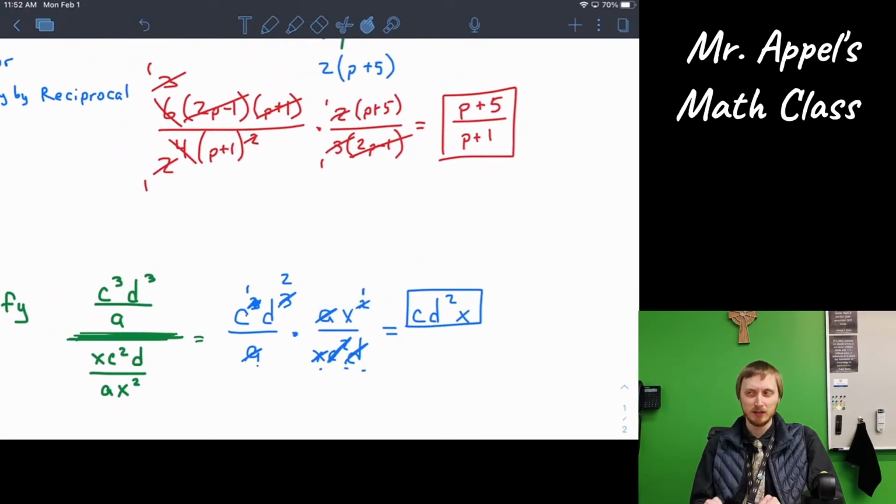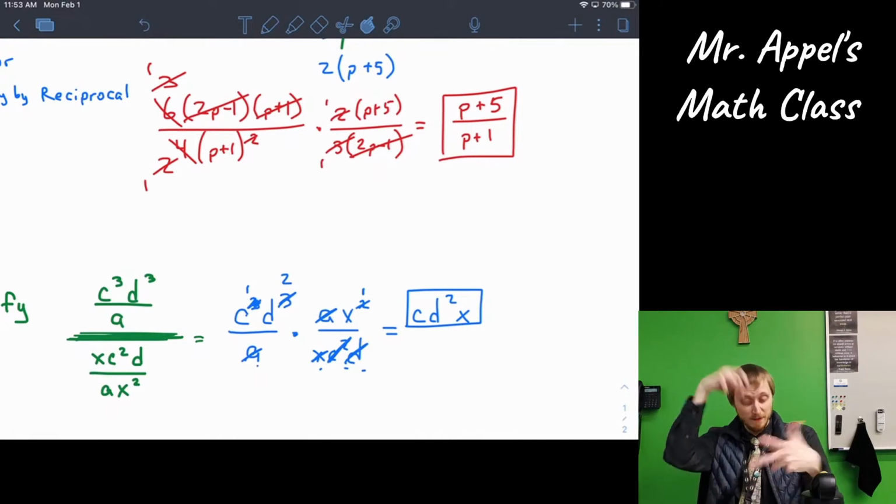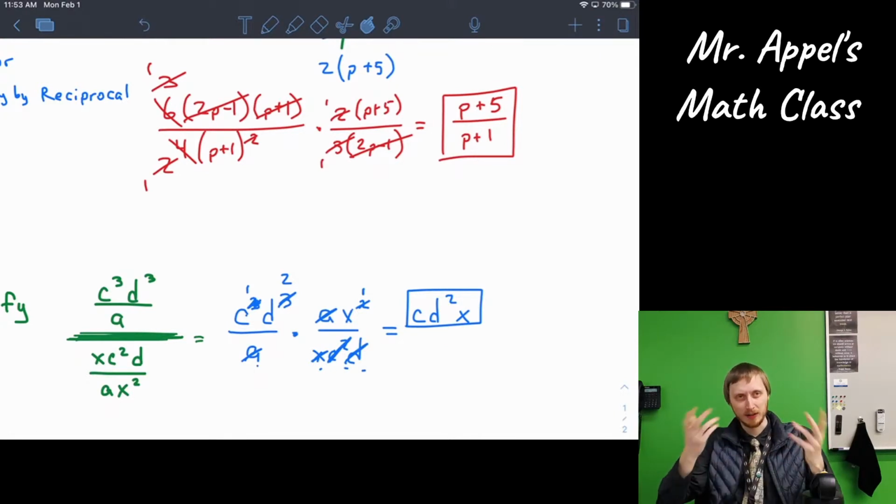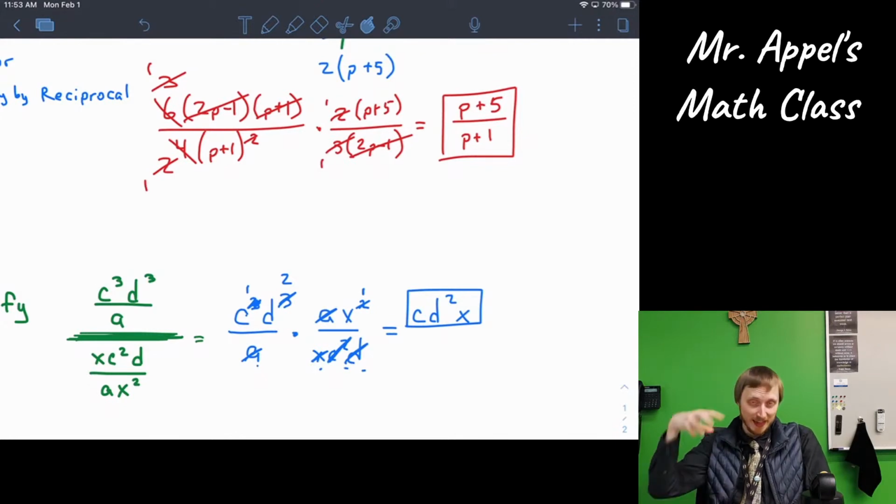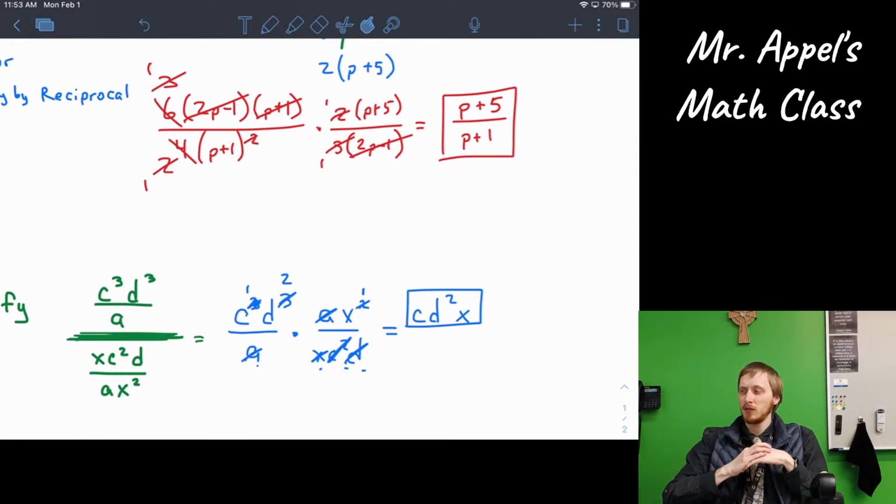Not that terrible, right? Of course, we could have a factor thing inside of here. We could have had a quadratic, and you've got to factor them out first as well. But that structure overall, just another way to show division of two rationals. Okay, any questions there?